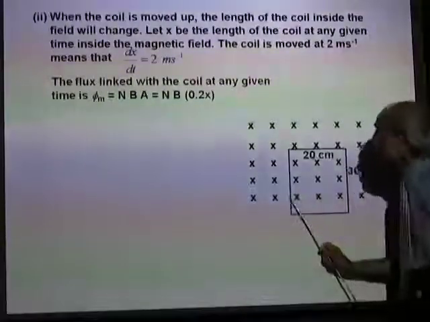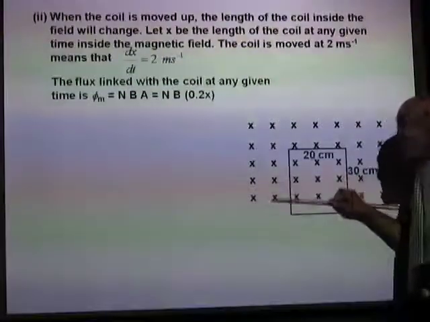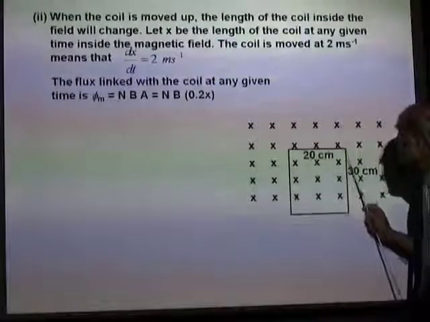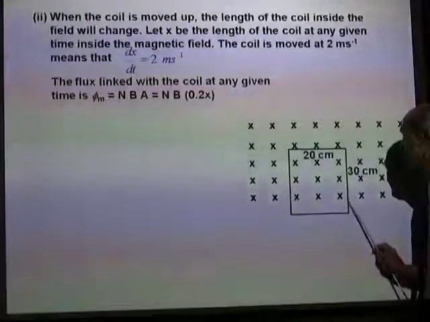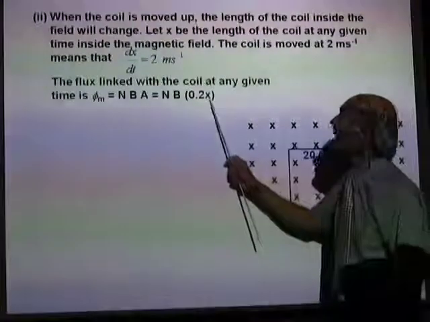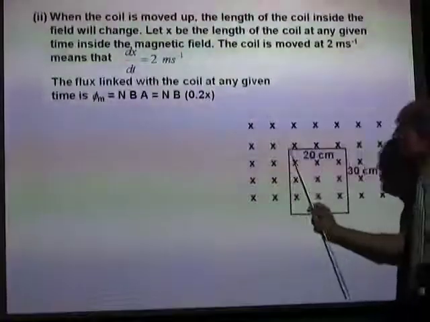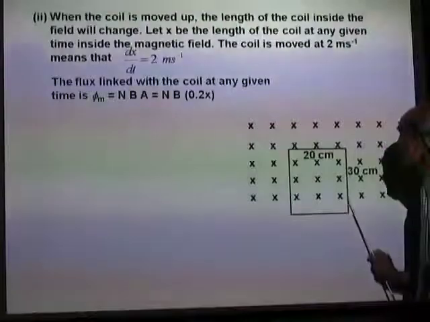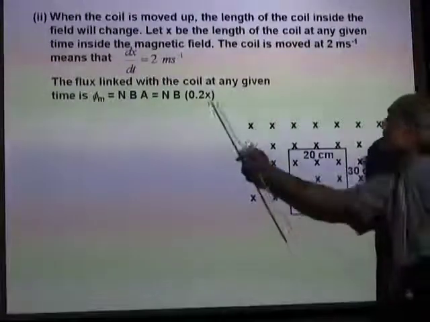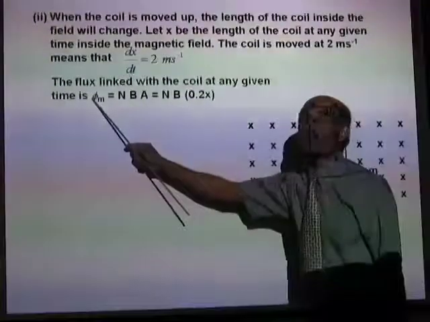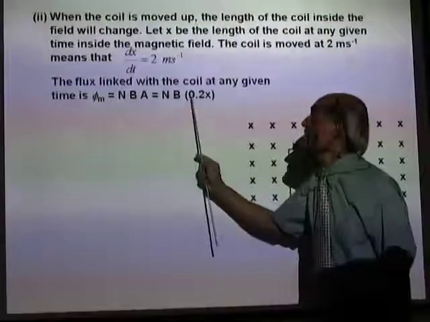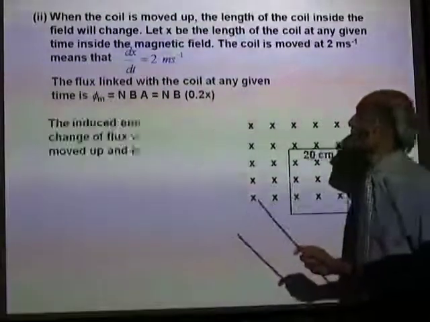Now, what is the area of this coil inside the magnetic field? The area will be width multiplied by the length. The length of the coil inside the field, we said, is x. Therefore, the area of this coil inside the magnetic field is 0.2 times x. And so the flux linked with that coil will be N times B times 0.2x.